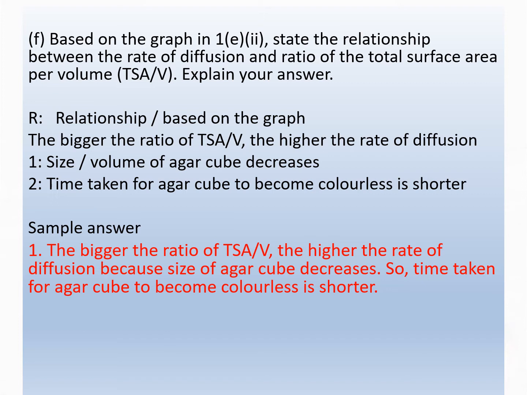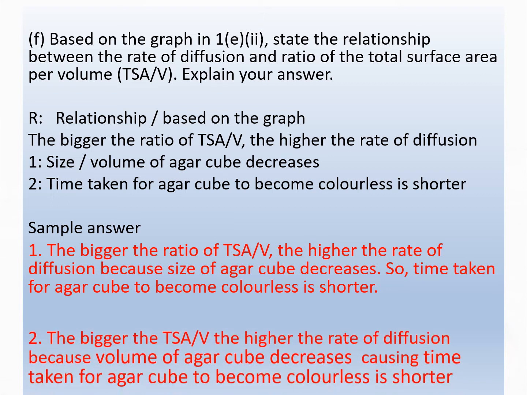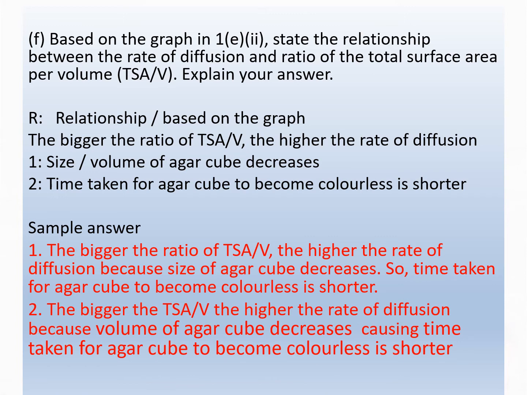The bigger the ratio of the total surface area per volume, the higher the rate of diffusion because the size of the agar cube decreases. So the time taken for the agar cube to become colorless is shorter. Or you can write like this: the bigger the total surface area per volume, the higher the rate of diffusion because the volume of the agar cube decreases, causing the time taken for the agar cube to become colorless to be shorter.